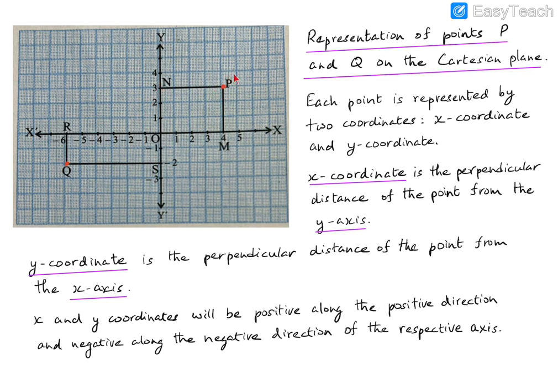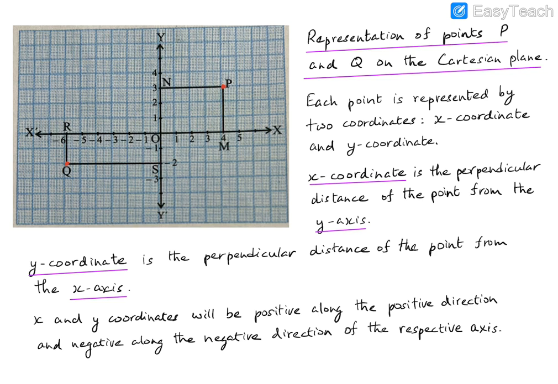So basically, we represent each point by two coordinates. One is called the x coordinate and the other is called the y coordinate. So the x coordinate is the intercept of the point P with the x-axis. So if we draw a perpendicular line to the x-axis from the point P, that vertical line intersects the x-axis at a certain point on the x-axis number line. So that gives us the x coordinate. So the x coordinate for the point P is going to be 4.